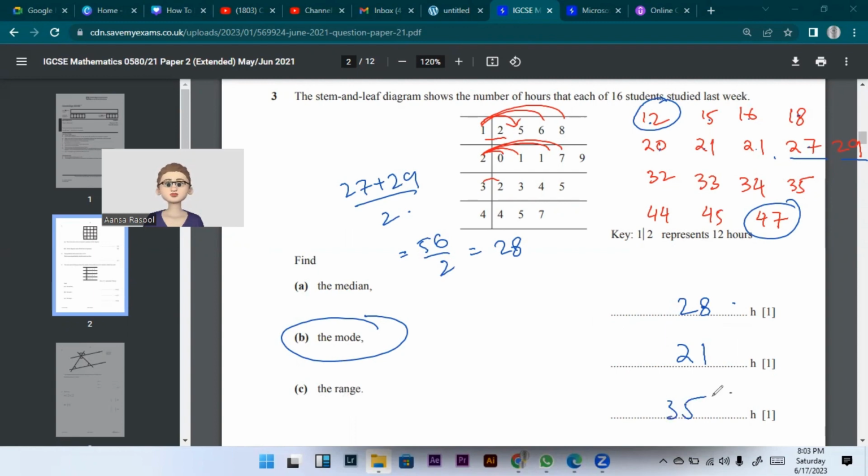Okay. Now the most important thing over here is that in this question data was already arranged. Sometimes data is not arranged, so you have to take care. First, you have to arrange the data and then find the solution.